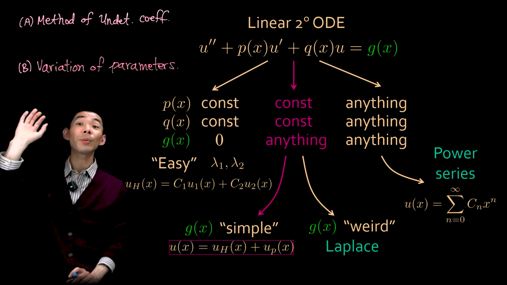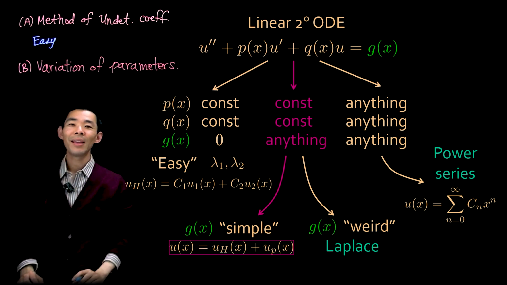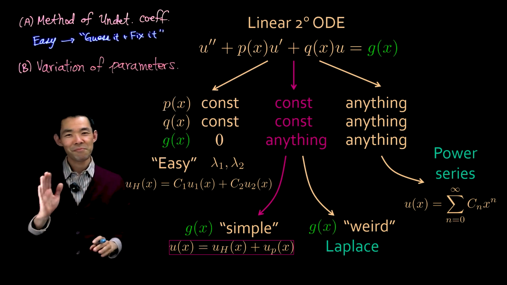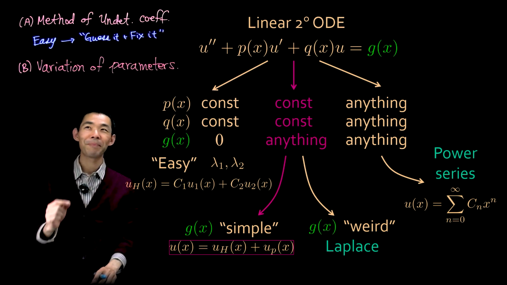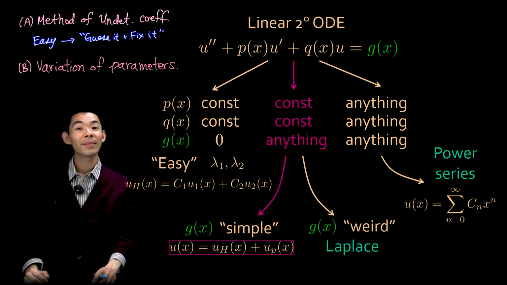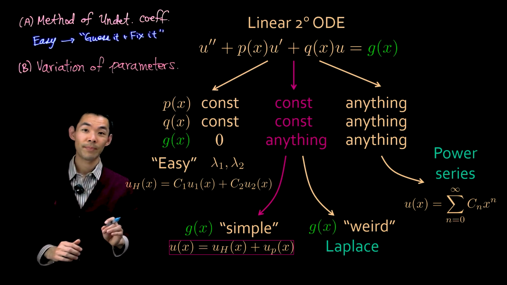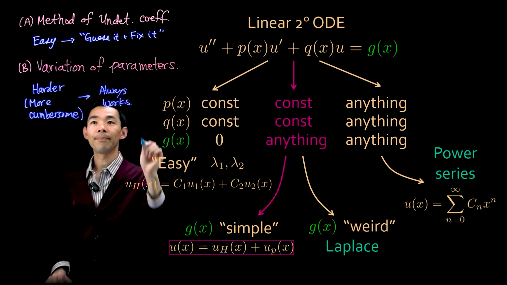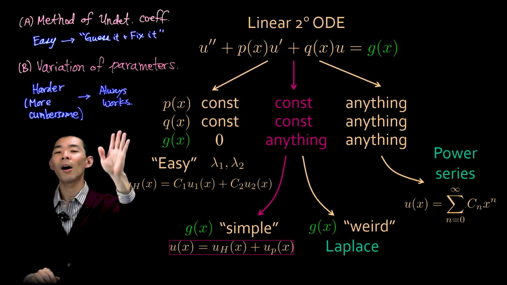Now, the method of undetermined coefficients, if it works, is the easier method. And the overall theme of this approach is guess it and fix it. We'll see what we mean by that in a little bit. The variation of parameters is an approach that is a little bit harder, but it always works. It's guaranteed to work, but the calculation is more cumbersome.